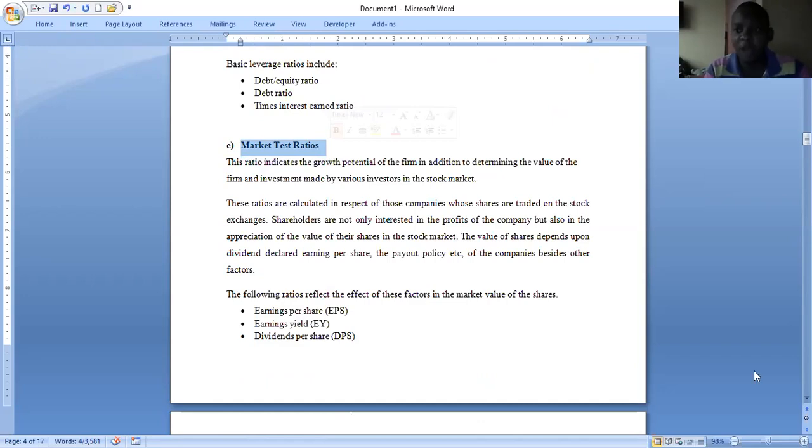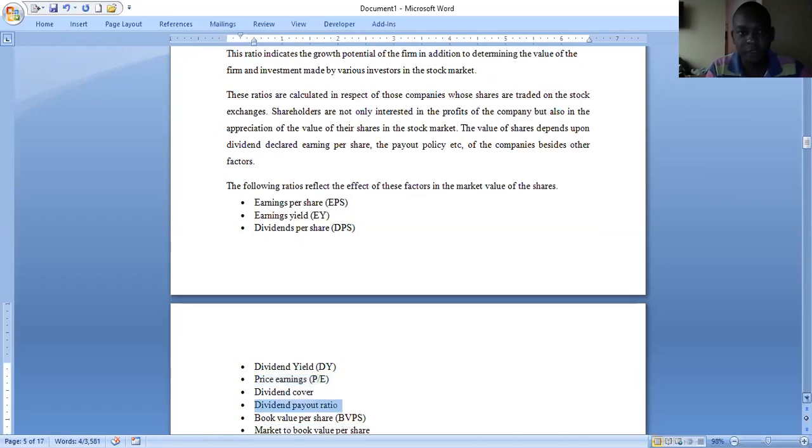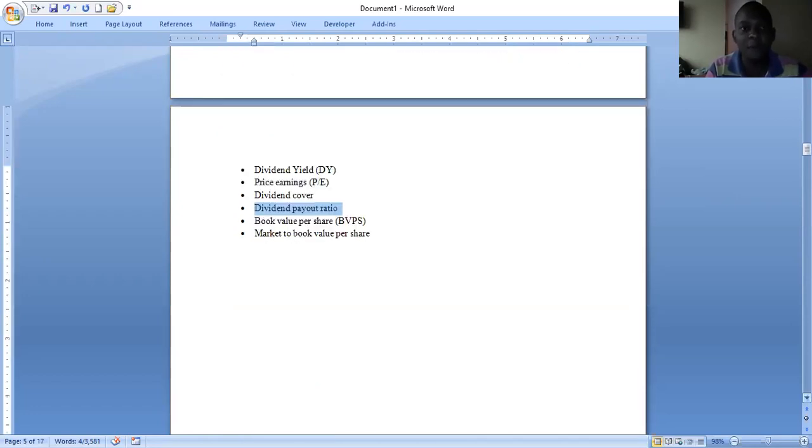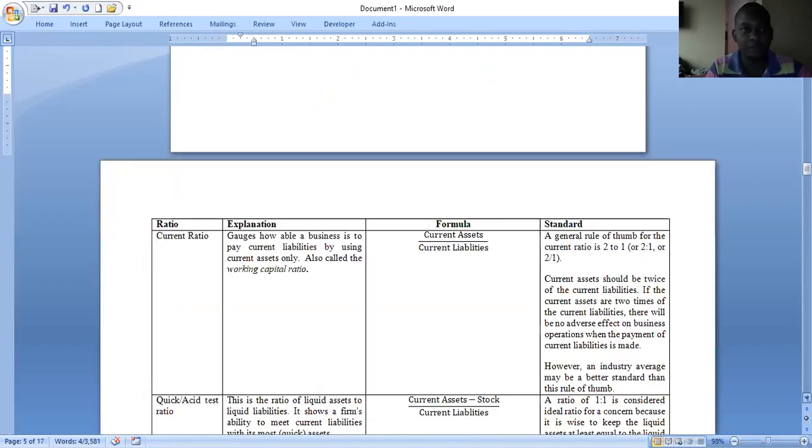So examples of market test ratios we have are earnings per share, the earnings yield ratio, the dividend per share, the dividend yield, the price earnings ratio, the dividend cover, the dividend payout ratio, the book value per share, and the market to book value per share. So now let us look at how to calculate each of these ratios.